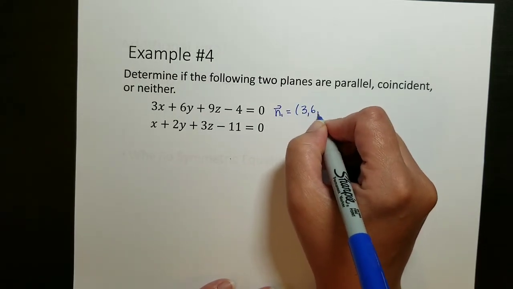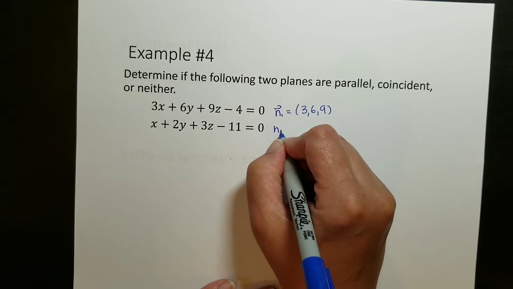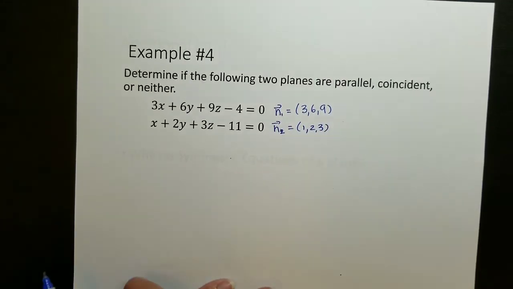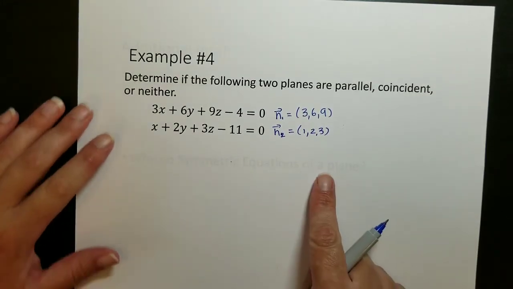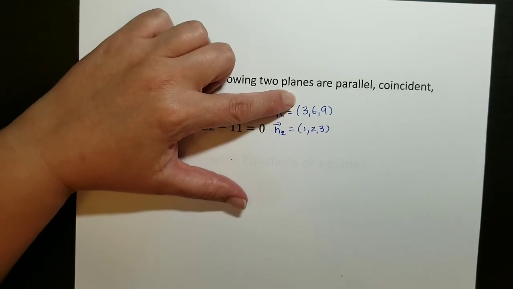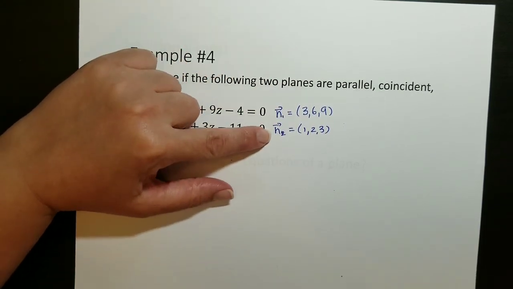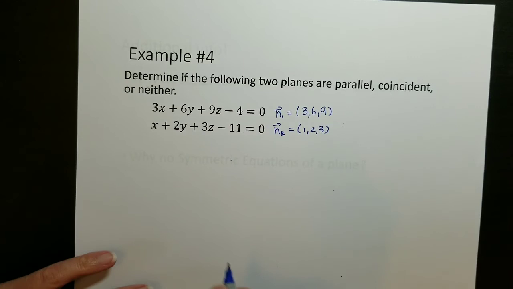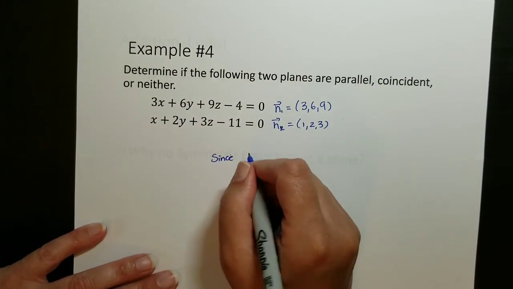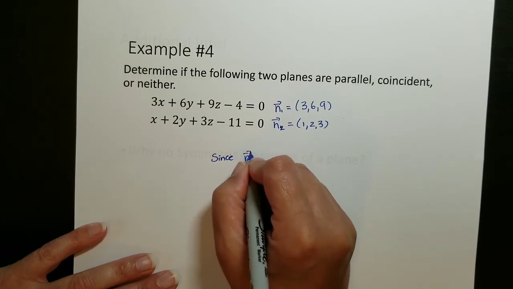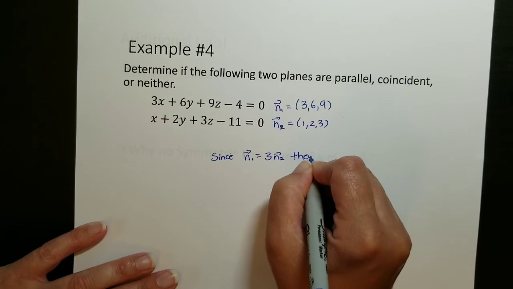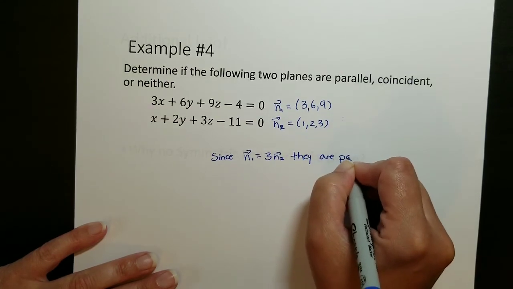So N1 is 3, 6, 9, and N2 is 1, 2, 3. So let's look at this first. We can see that N1, the normal to the first plane, and N2 are obviously scalar multiples of each other. So since N1 equals 3 N2, they are parallel.